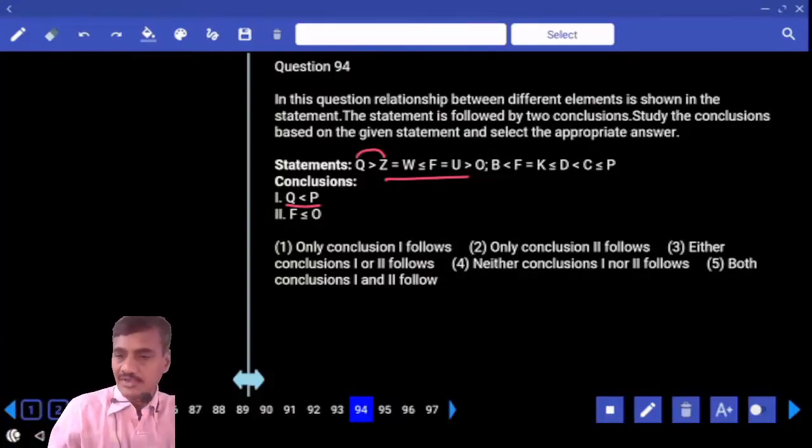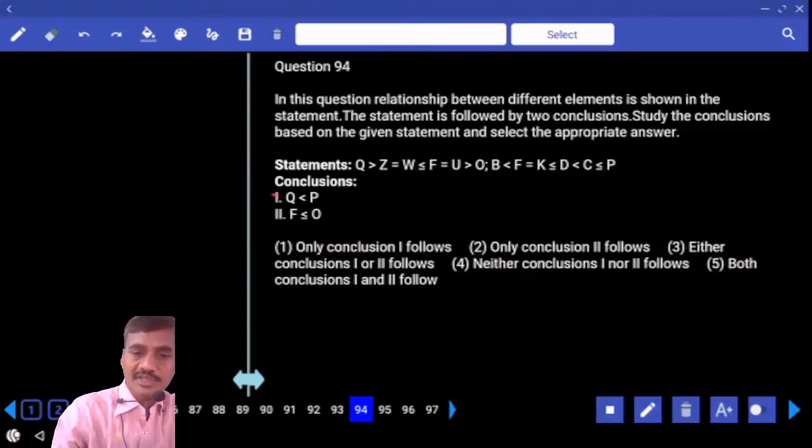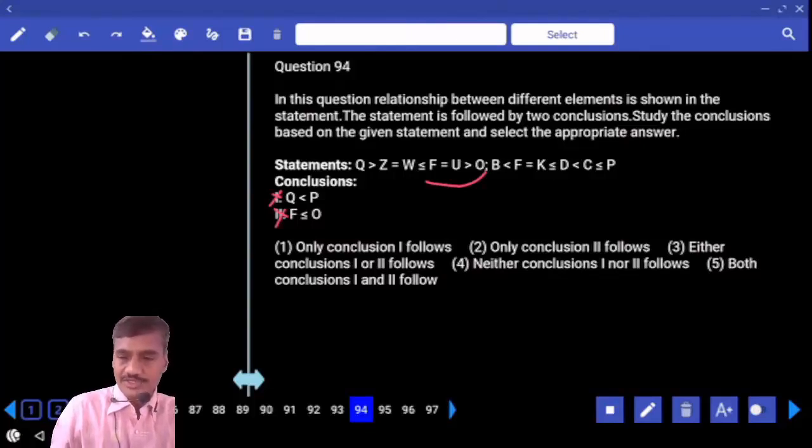Then it is F and O. And coming to the next one, F and O. F is greater than O, lesser than or equals to O is definitely false. Hence neither one nor two, choice 4.